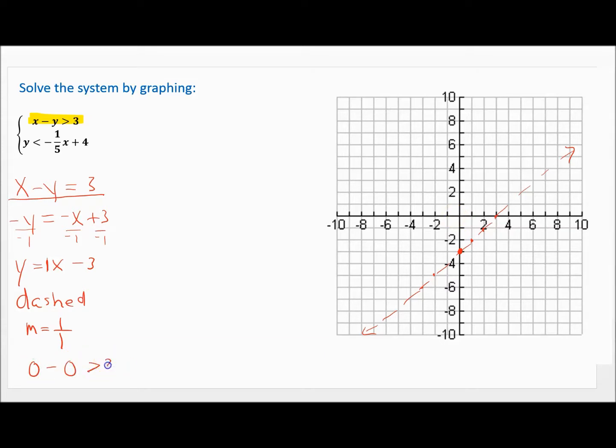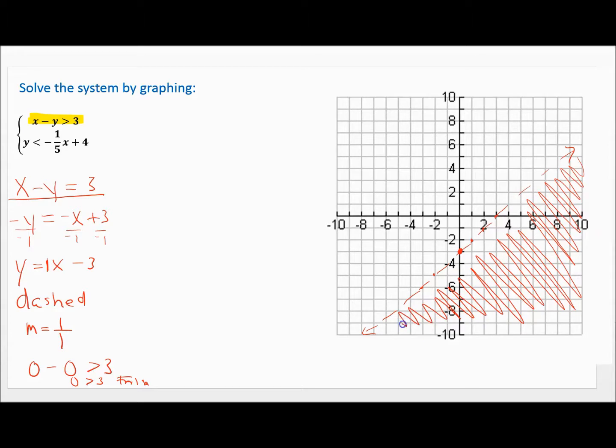Is that greater than 3? Well, that says 0 is greater than 3. We know that's false. So I don't shade the side that 0, 0 lives on. I shade the other side. So basically the lower right part of the xy axis. And there we go.